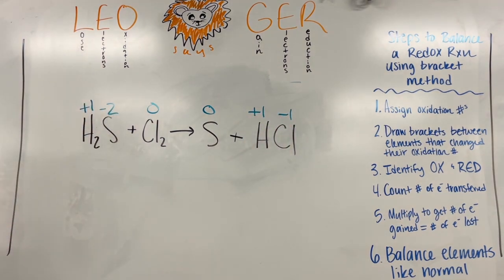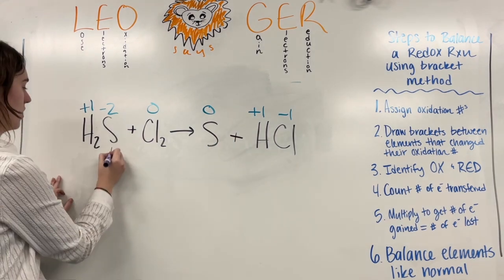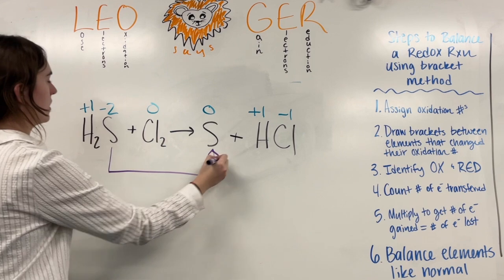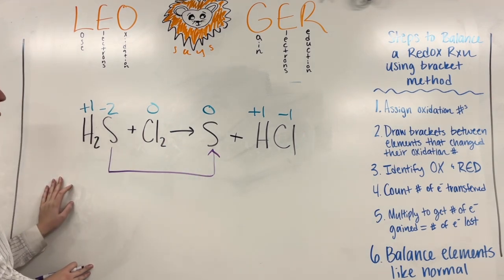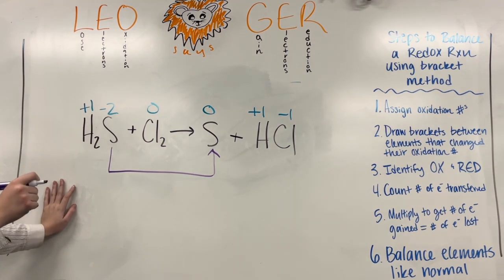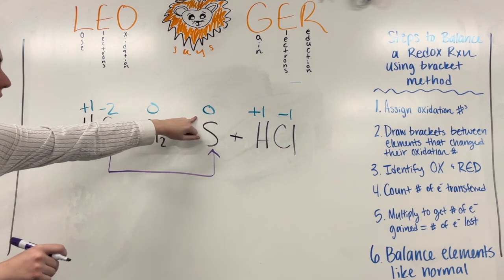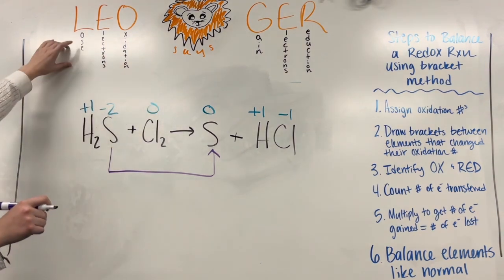Okay, now we gotta draw brackets to connect things that changed. So hydrogen was +1 and +1, so it didn't change, but sulfur changed. If we draw a bracket here, we can see that sulfur went from a -2 to a 0. This is probably the hardest part, figuring out if this is oxidation or reduction. It was negative, and it got more positive, so it must have lost negative stuff.